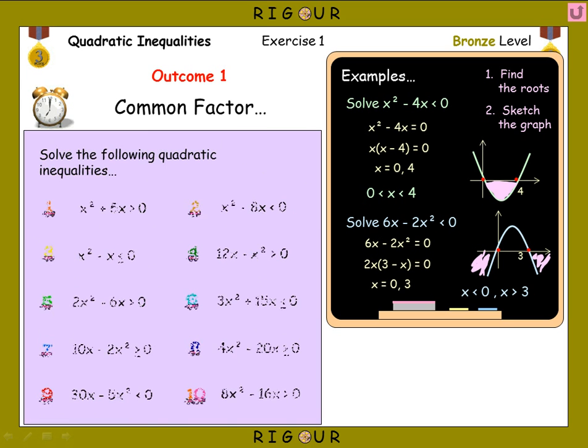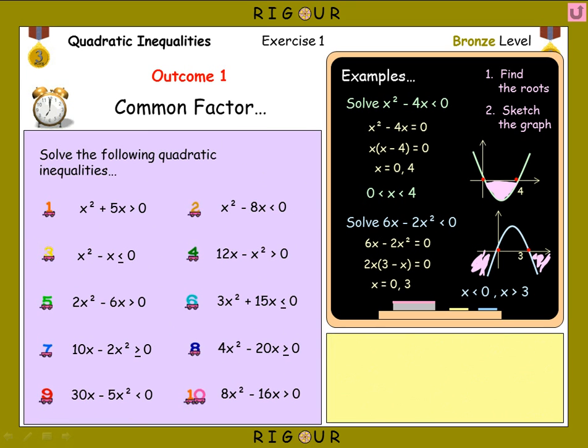So here's a few for you to try, and we're going to remove a common factor, we're going to solve, we're going to find the roots, and then we're going to sketch the graphs. And if you're working on these at home, pause the video now. Okay, you've unpaused the video, let's go over some answers.